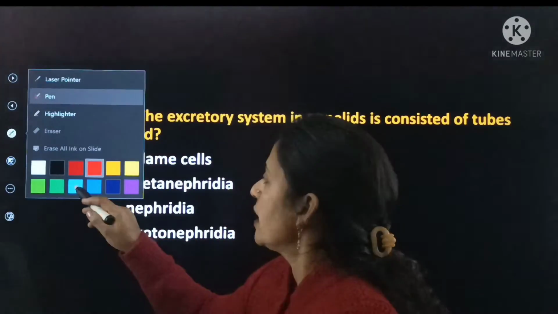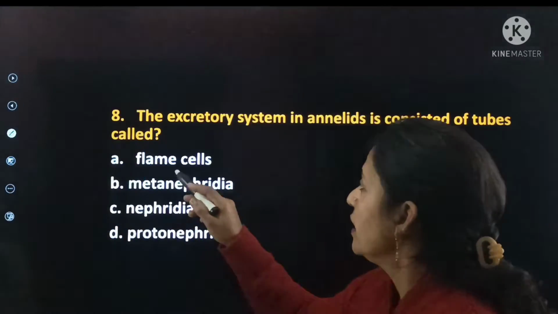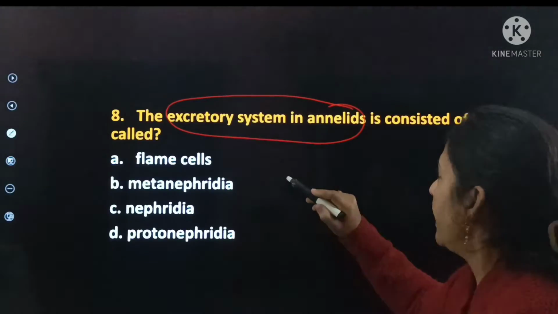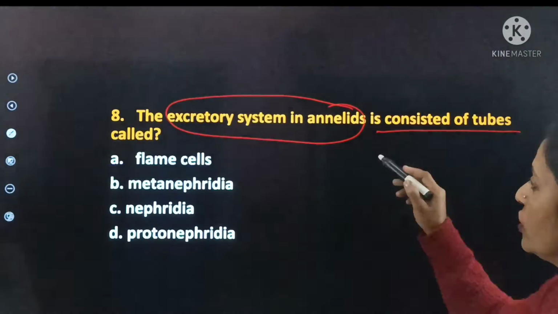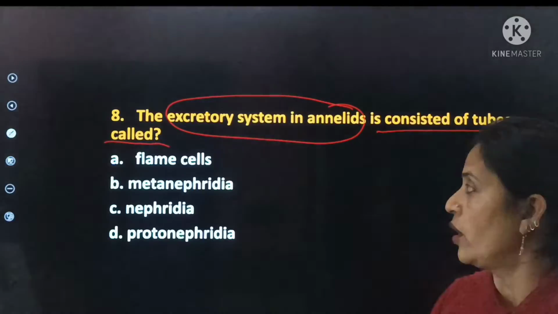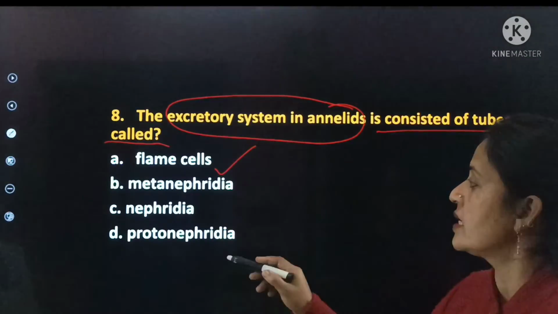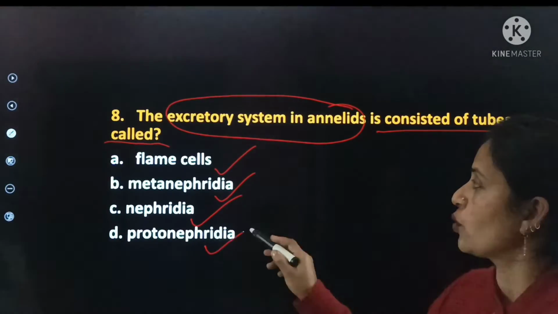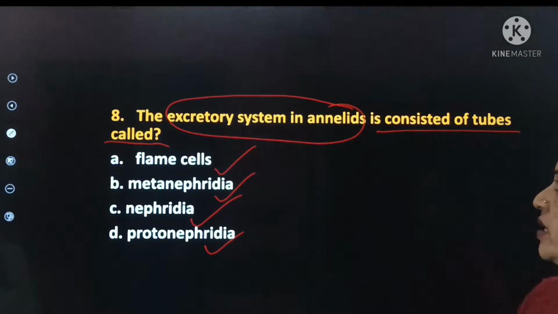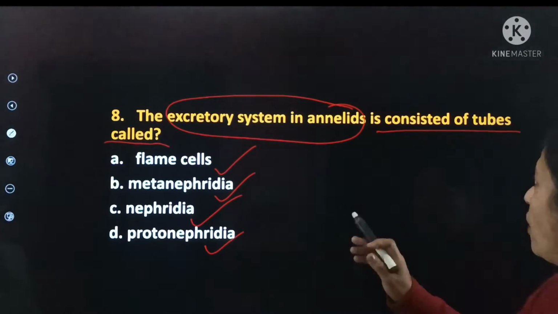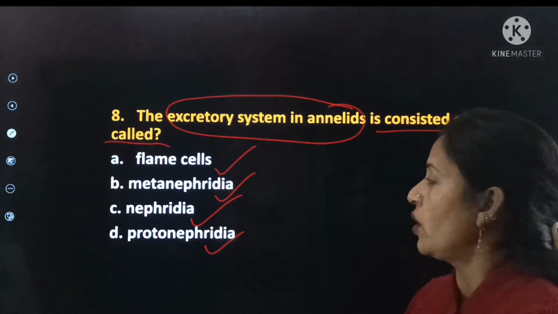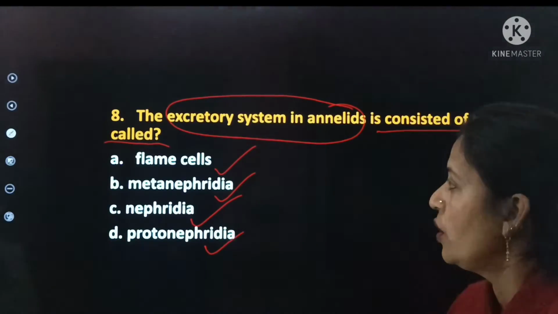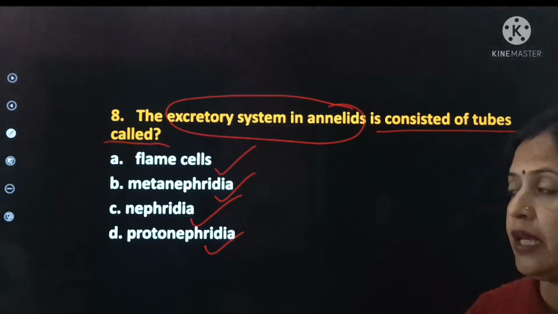Next is the question number 8, and your question number 8 is the excretory system in annelids. The excretory system in annelids is consisted of tubes, and these tubes are called as option A is flame cells, B metanephridia, C nephridia, and D is protonephridia. So here the excretory system in annelids is consisted of tubes, and these tubes are called as either flame cells, metanephridia, nephridia, या फिर protonephridia, and it is a question number 8.